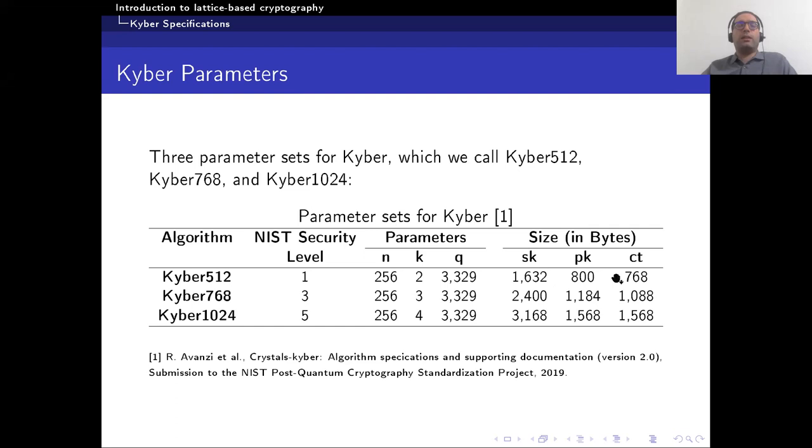In some applications, you have to transmit the public key several times, and you have limited bandwidth to send and receive the packages. The key size will be an issue, and it makes your crypto system slow. You can see that by increasing the value of K, the size of the public key, secret key, and ciphertext will also increase, and you have a larger key size for a higher security level.